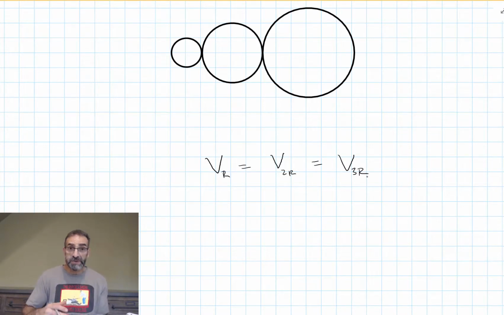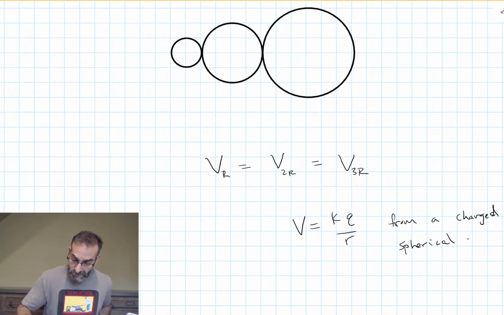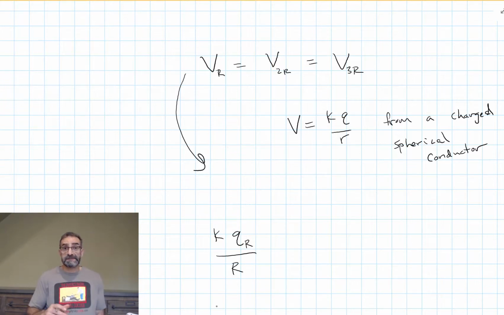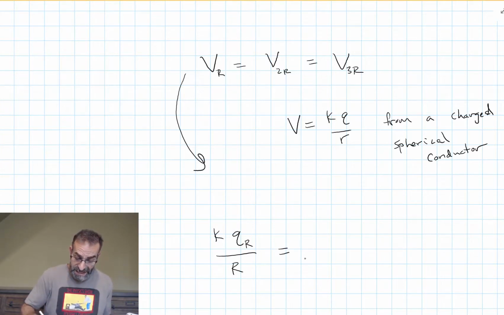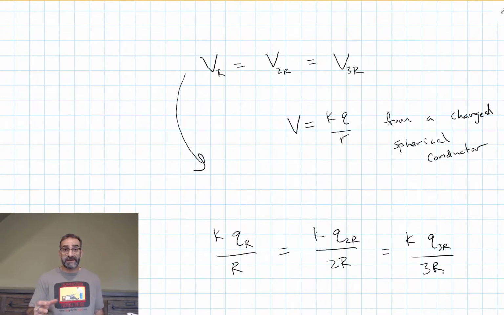So the electric potential due to a spherical conductor with charge on it is equal to KQ over R. The potential of the smallest sphere will be KQ on the smallest sphere over the radius of the smallest sphere. That's the potential on the surface of the smallest sphere. That has to equal the potential on the surface of the medium-sized sphere, KQ2R over its radius. And that has to equal the potential of the largest sphere on its surface, because they're all touching together now.